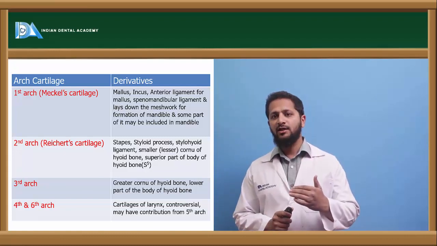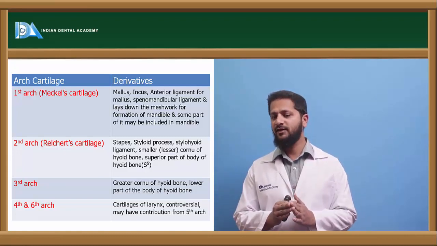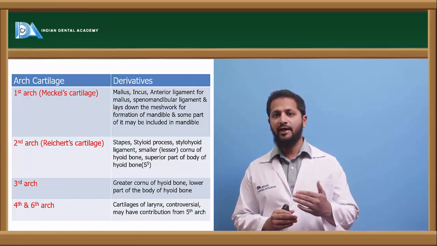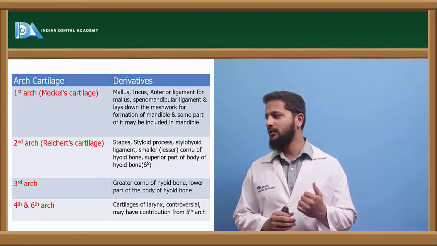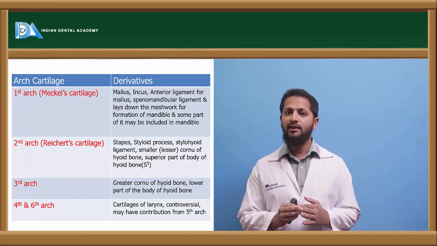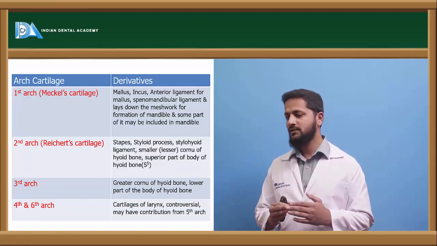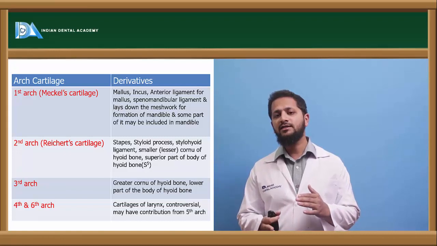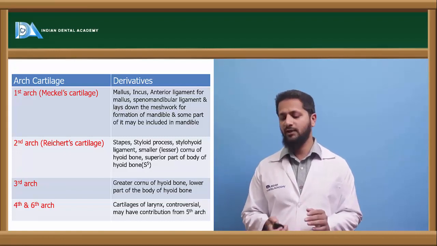The cartilage of the third arch is not given any specific name, and its derivatives include the greater cornu of the body of the hyoid bone and the upper part of the body of the hyoid bone. The last are the fourth arch and sixth arch. They help in the formation of various muscles and cartilages of the pharynx, and there is a controversy that these cartilages may even have contributions from the fifth arch.